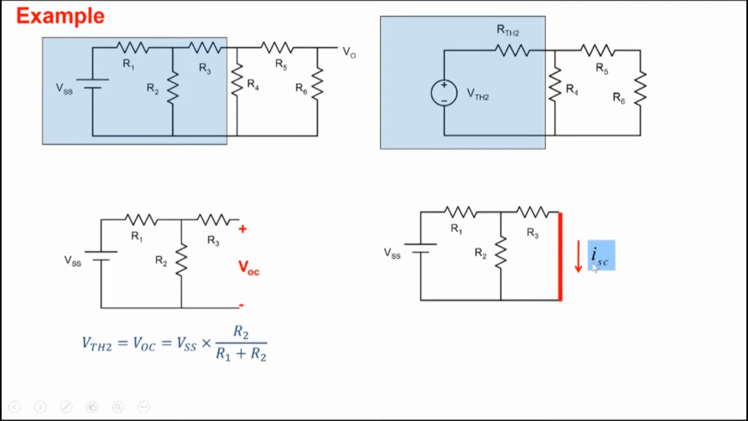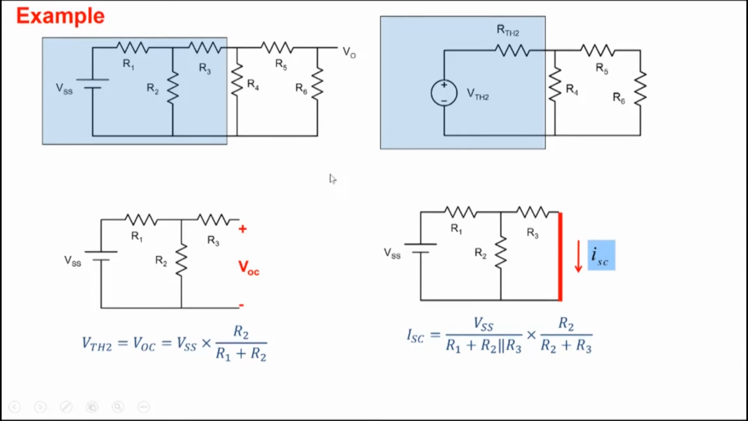So for the short circuit current, you can find that R3 is in parallel with R2 and the whole thing is in series with R1. So the current that flows from VSS will be VSS by R1 plus R2 parallel R3. That's the net current that flows here, and this net current divides between R2 and R3. So we use the current division expression. The current that flows in R3 will be R2 by R2 plus R3.